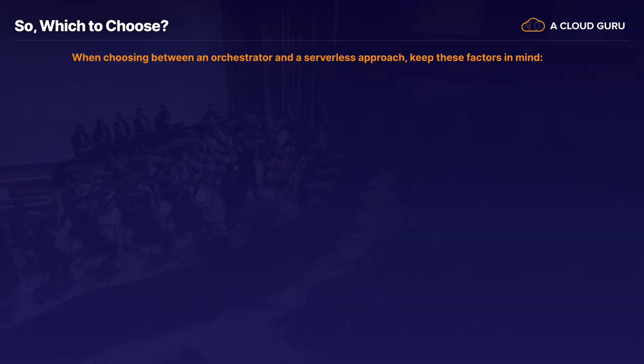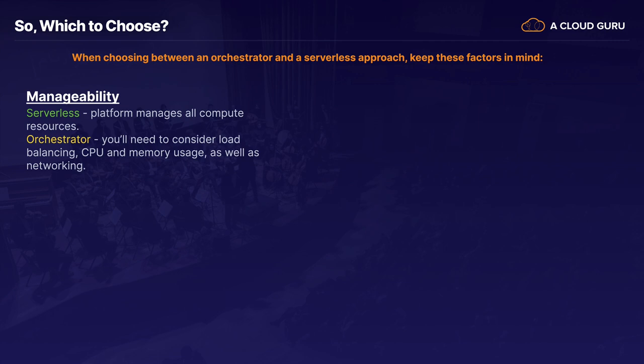So when you want to choose between an orchestrator or a serverless approach, here are a few things to keep in mind. Manageability. In serverless structures, the platform manages all the compute resources. You really don't need to think about anything other than setting your microservices or your functions to run as needed. And beyond that, no overthinking is required. Using a service orchestrator, then you're going to, of course, have to deal with load balancing, CPU and memory usage, and the networking infrastructure.